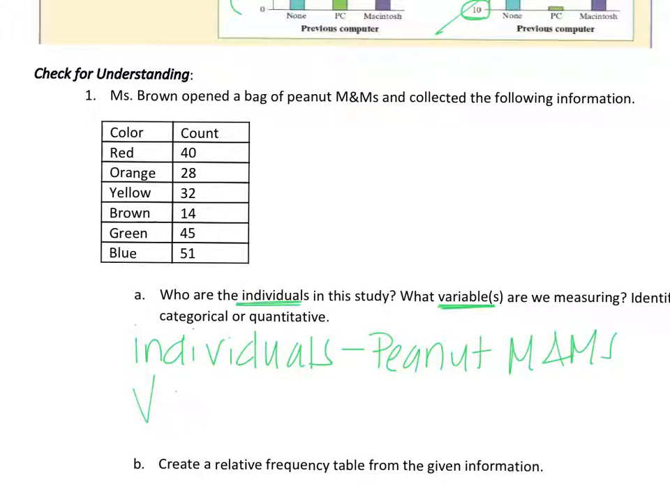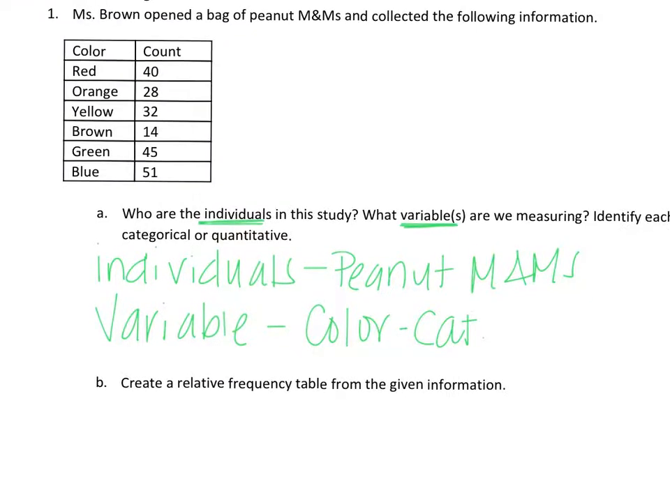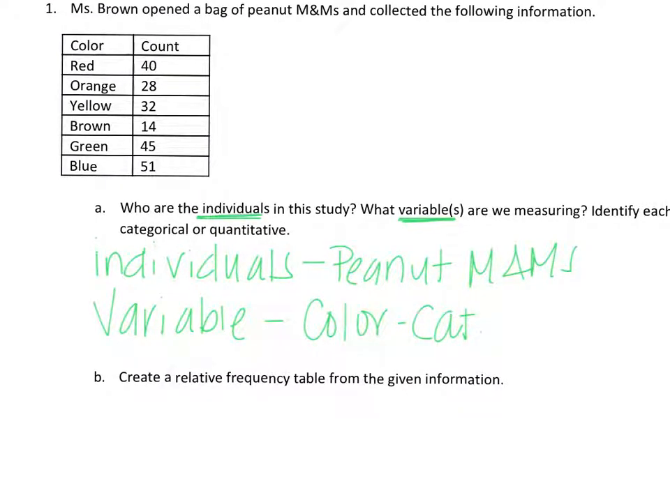And like we said, the variable that we're studying is the color. And of course, color is a categorical variable. So from here, we want to create a relative frequency table from the given information. In order to create a relative frequency table, I need the total number of M&Ms in that bag. And then I'm going to take the count for each color and divide it by the total.